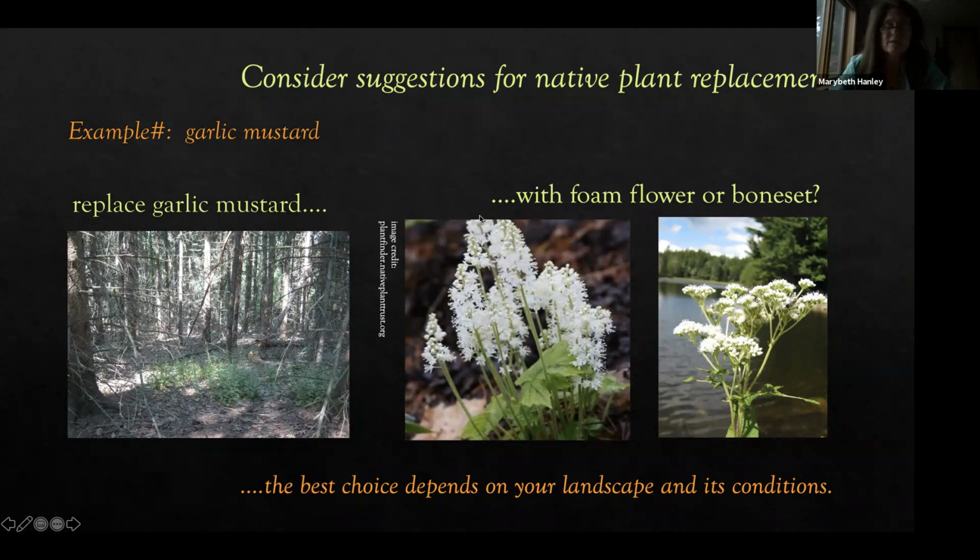In considering these two choices, this foam flower is really a woodland kind of plant. This boneset is a plant that is associated with wetlands. It's usually something that you see on the edge of wetlands. So the best choice really depends on the landscape that you have and the conditions that you have.